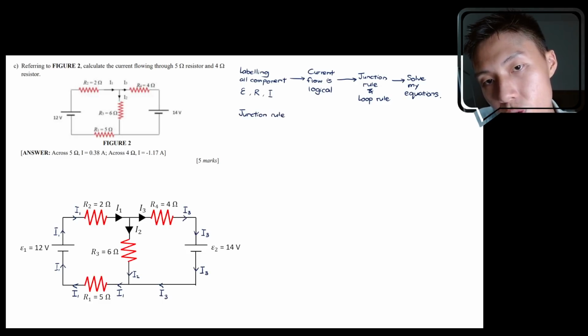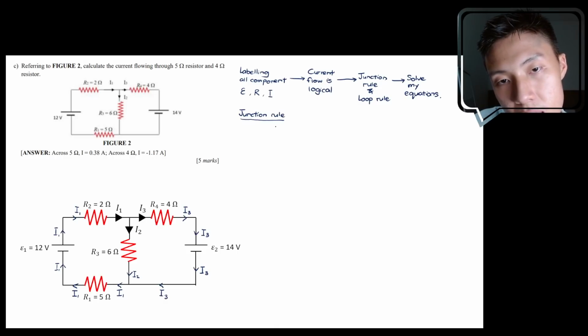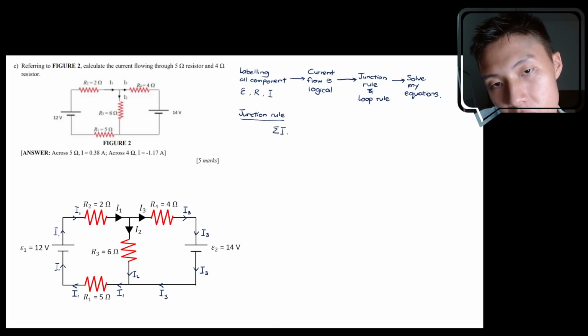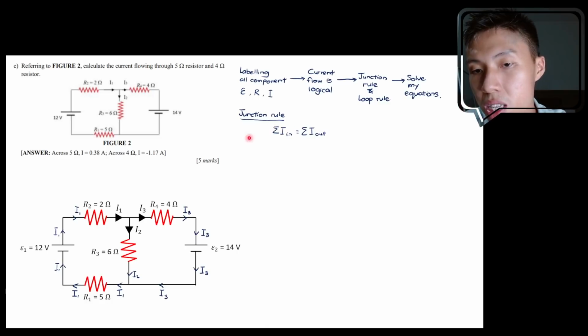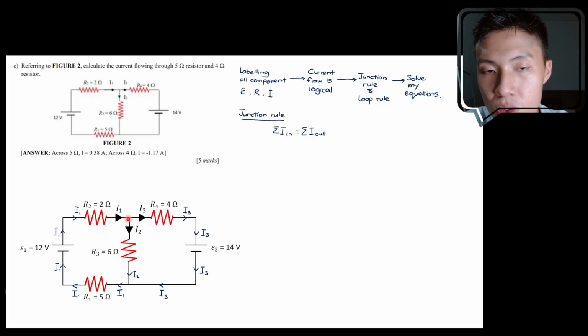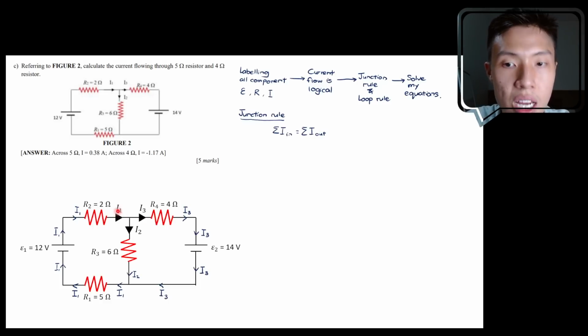Okay, the junction rule in Kirchhoff's rule says that the sum of current in is equal to the sum of current out. This is what we have been doing just now when we checked whether the current flow is logical. If you think about it, the amount of current flowing into the junction should be equal to the amount of current flowing out from the junction. If the current in is greater than the current out, it's not logical.